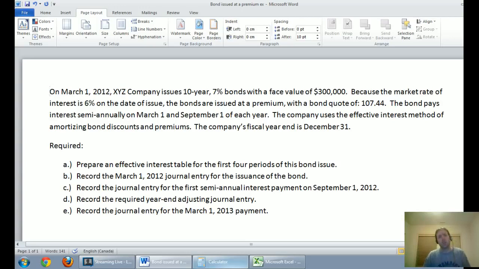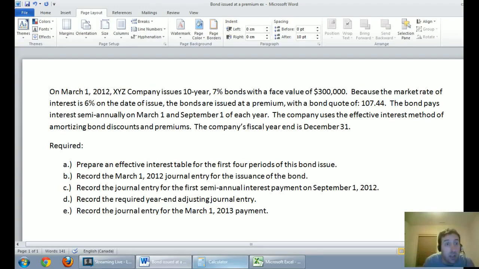In this video, we're just going to walk through a bond issued at a premium, doing the effective interest method and dealing with those first few periods of it. So again, if you're looking for retirement of bonds or conversion of bonds, that's beyond the scope of what we're going to do in this video. We're just going to do the basics of bond effective interest rate method, dealing with a bond issued at a premium. So let's work through the problem. We'll work through the effective interest table and see if we can get through it from top to bottom.